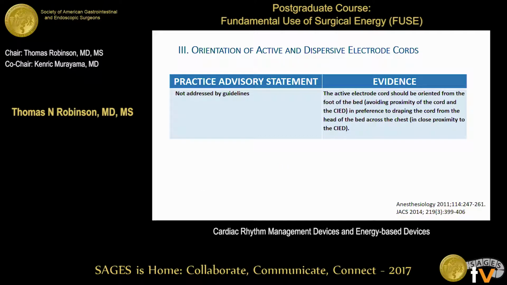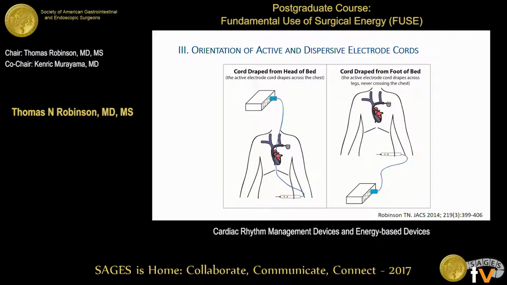All right, orientation of the active and dispersive electrode cords. This is really not addressed in the guidelines, but there's very good evidence from when we were in the lab. What this means, I'll show you a picture of it: if you have your monopolar generator, say at the top of the bed or on the shoulders, and your dispersive electrode and your active electrode cords are going close to the implantable cardiac device, you get a ton of electromagnetic interference. Your dispersive electrode cord is carrying as much energy as the active electrode cord, so it's similar between those two. I should have put the dispersive electrode cord in this picture too.